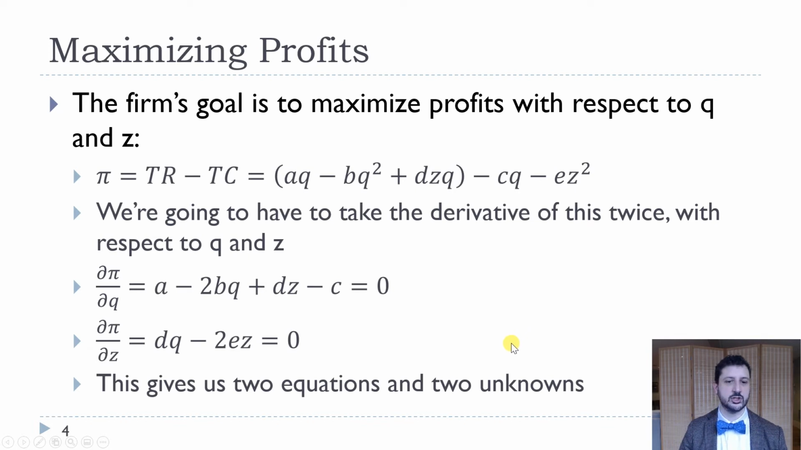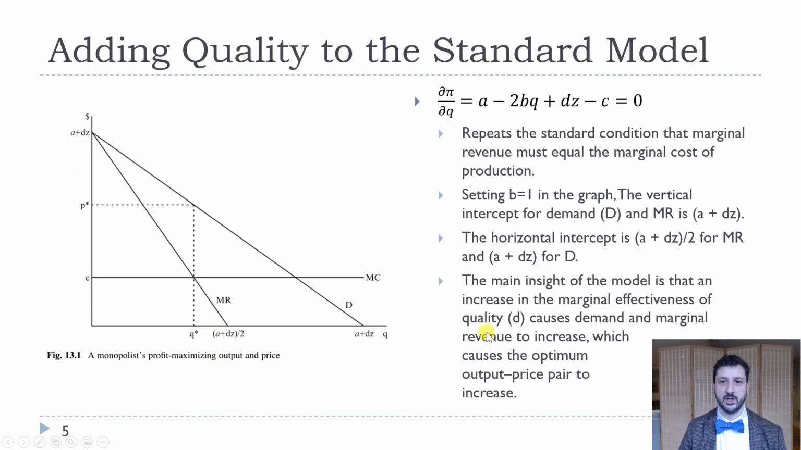So what we're going to do first is look at our two first-order conditions separately. So first we have our first-order condition with respect to quantity. And this is pretty standard, right? This looks very standard, except we've got these z factors. So in the graph, we've just set B equals 1. And you can see the vertical intercept here is A plus DZ. So that's going to increase as D increases, right? So as people want more quality, they're going to be willing to pay more. That demand curve and the marginal revenue curve are going to shift up.